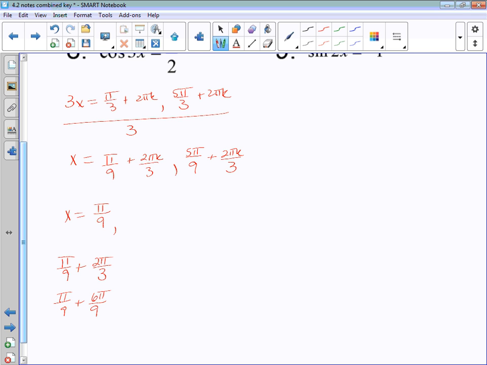So what do I get? 7 pi over 9. It won't always be 6 pi. I found a common denominator, so I want to turn this into a 9. You can take away the k. The k doesn't really matter with these, because there's not going to be a k in your answer. Okay, can I add again? Yes. What do I get?